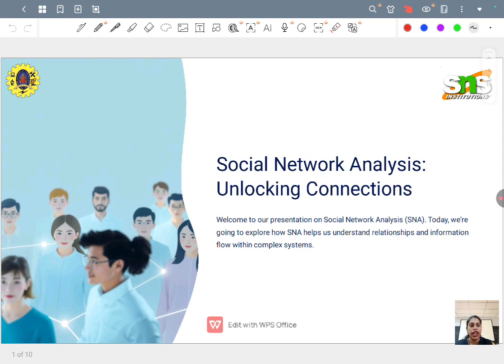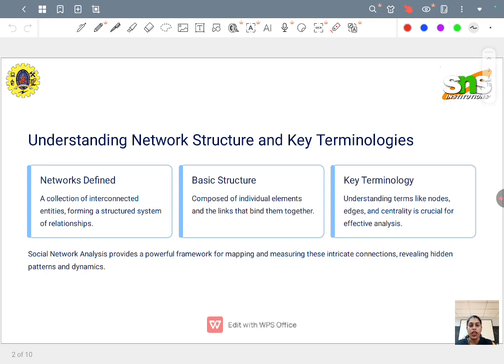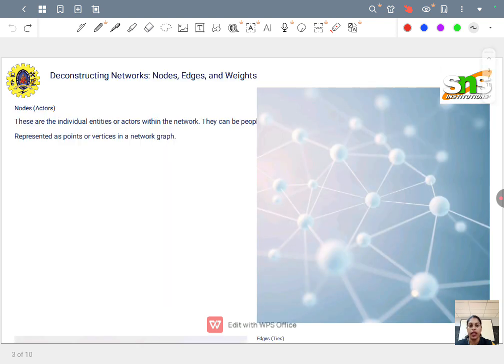platforms. Understanding the network. A network is basically a collection of interconnected entities, often called nodes, linked together by relationships known as edges. To really analyze these networks, we need to get comfortable with key terms like nodes, edges, and centrality. Once we define these, we can start revealing the patterns that are often invisible when we just look at the raw data.